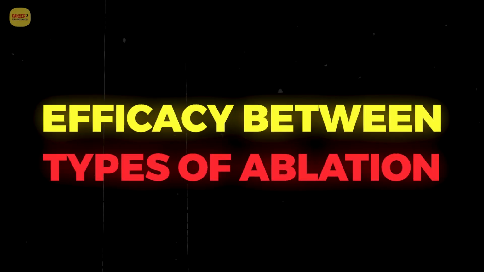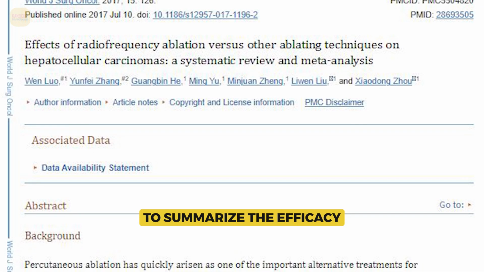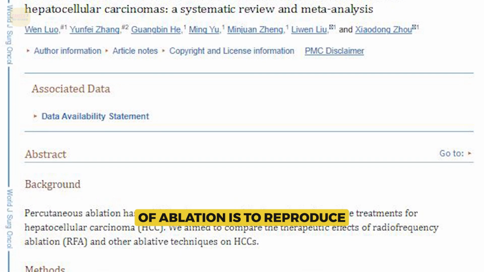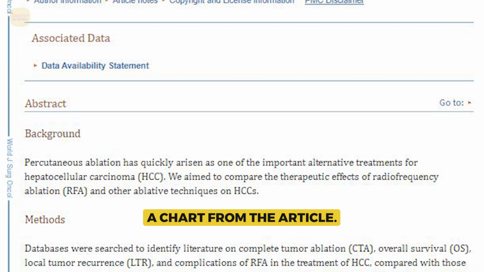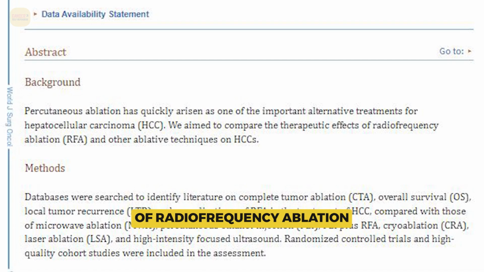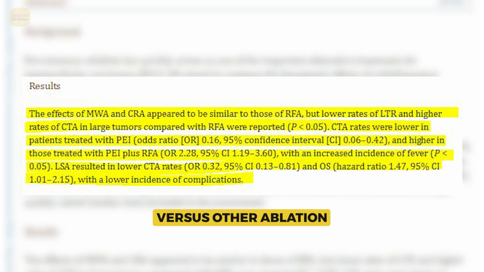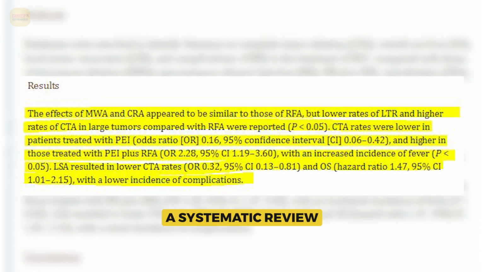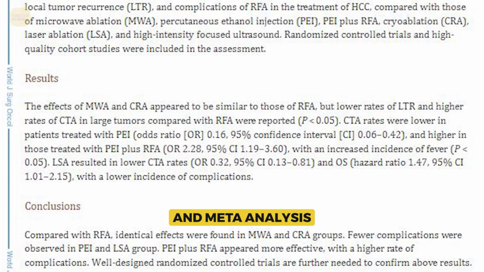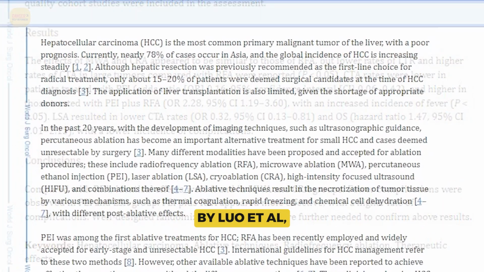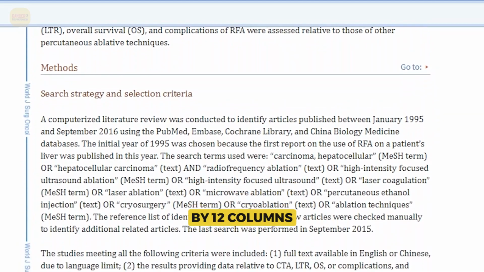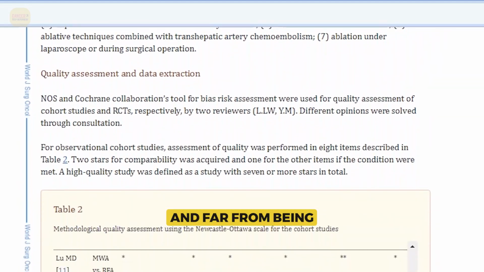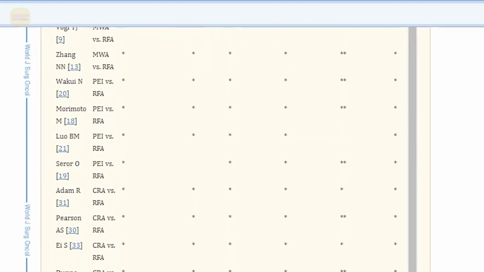Efficacy between types of ablation. The best way to summarize the efficacy of the different types of ablation is to reproduce a chart from the article Effects of Radiofrequency Ablation versus Other Ablating Techniques on Hepatocellular Carcinomas, a systematic review and meta-analysis by Luo et al., but it is 30 rows by 12 columns and far from being easily comprehensible.